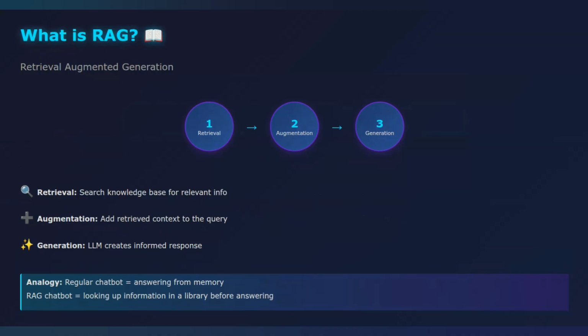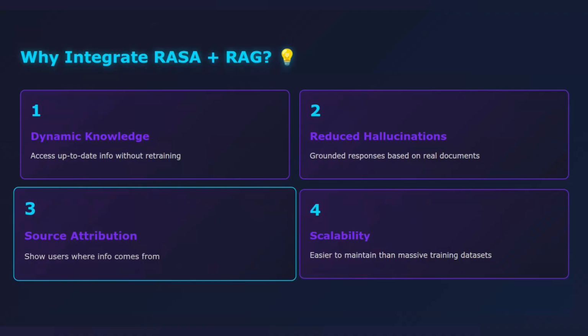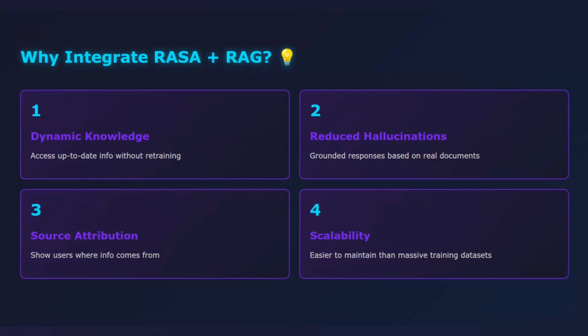Think of it this way. A regular chatbot is like a person answering from memory. A RAG-enhanced chatbot is like someone who can quickly look up information in a library before answering. Which one would you trust more? So, why go through the effort of integrating these two systems?